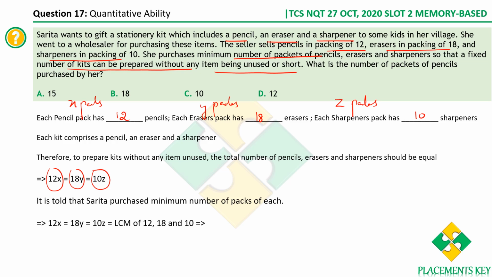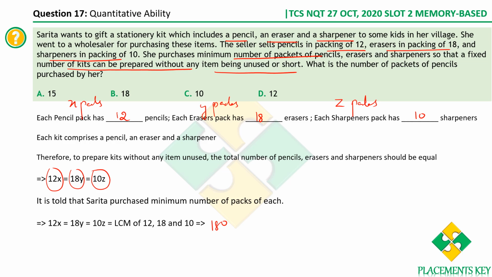We can conclude that to get the minimum number of packs, 12x should be equal to 18y, which should be equal to 10z, and this value should be equal to the LCM of 12, 18 and 10. Only then we have the minimum number of pencils, erasers and sharpeners, so that we have the minimum number of packs as well. So what is the LCM of 12, 18 and 10? It is 180, right? 180.